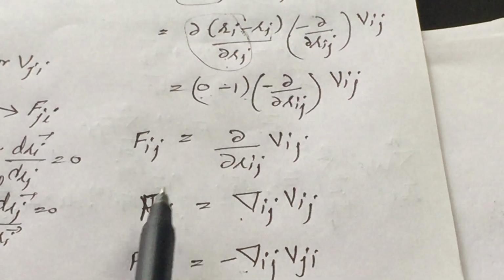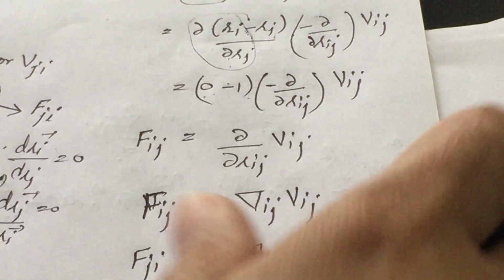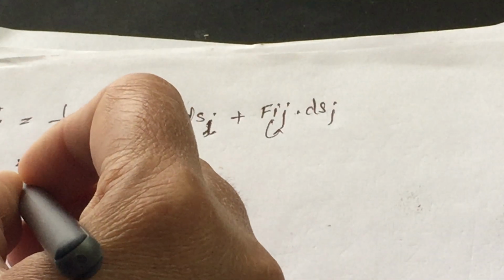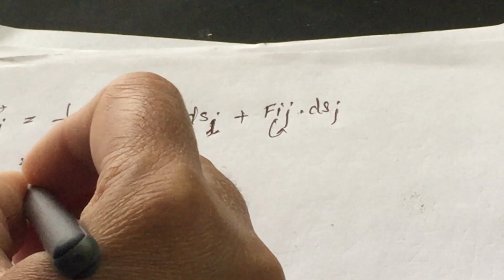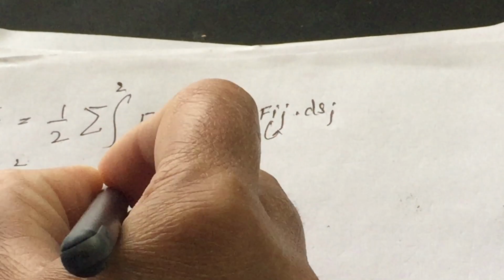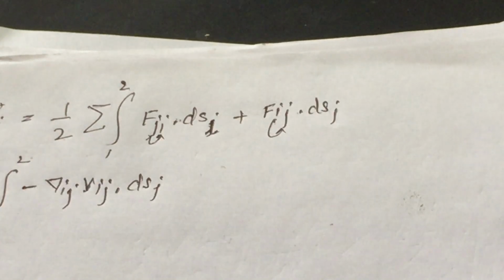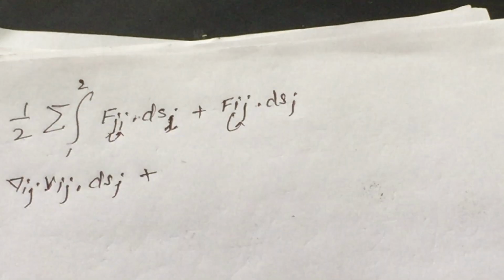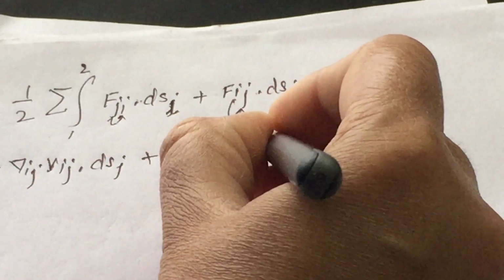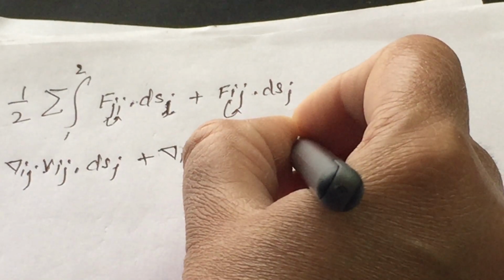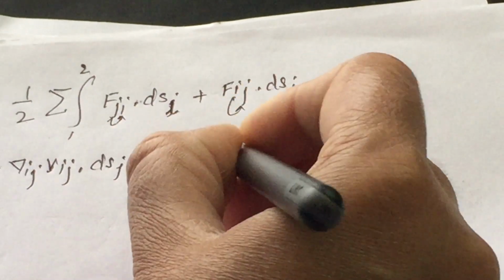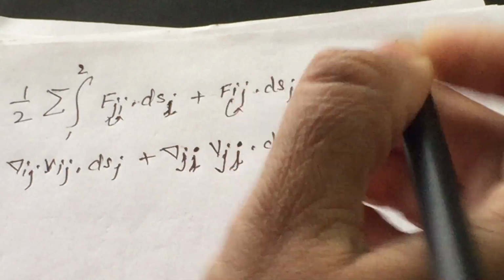These forces are conservative, so we put them in the form of their potential energy, and we get, for the first term, that is Fji, minus del ij Vij dot with dSj. Similarly, for the second term, we will get del ij Vij dot with dSi.